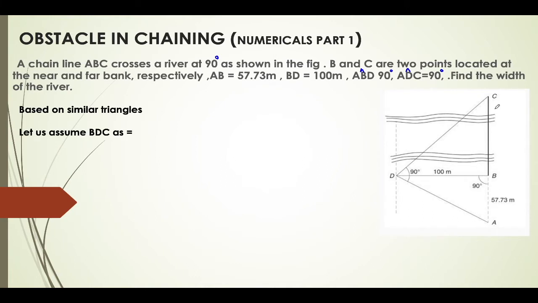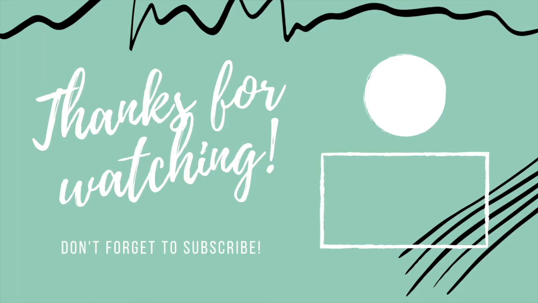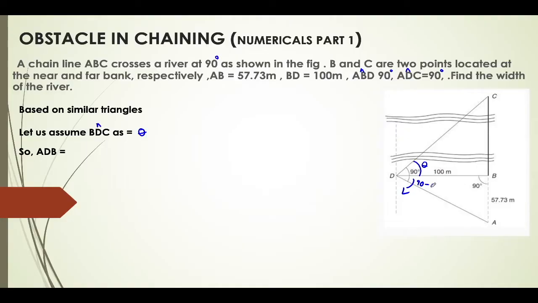In this case, let us assume the angle BDC to be theta. Here we have angle ADC, and this total angle is 90 degrees. So we'll assume angle BDC as theta. When this angle is theta, then angle BDA will be 90 minus theta.